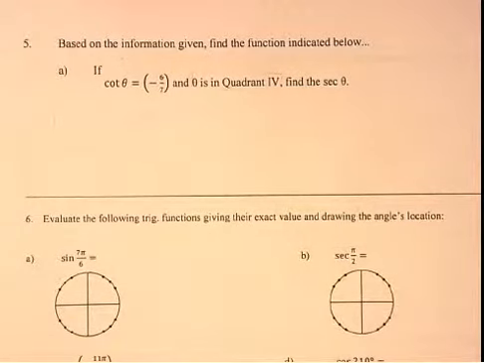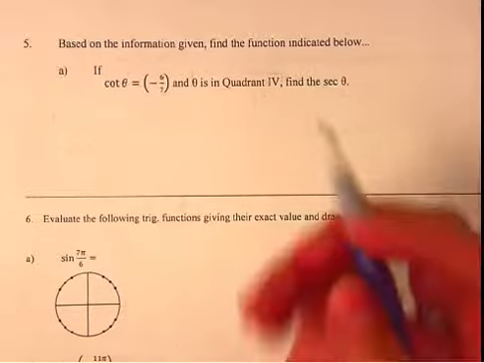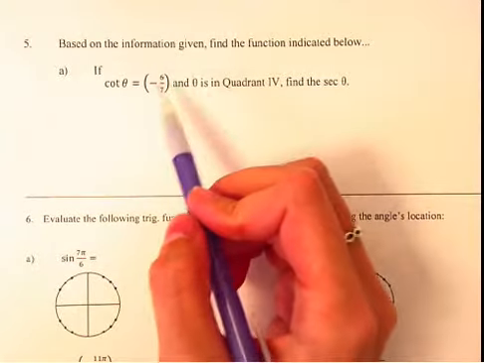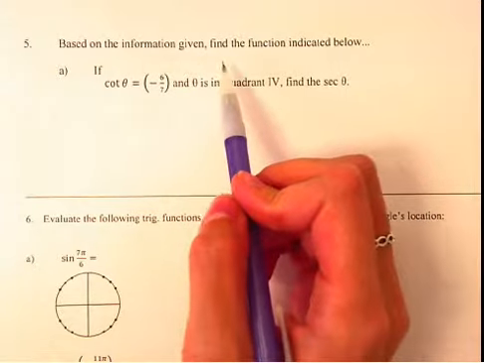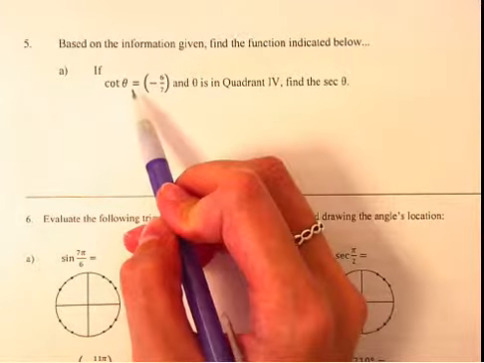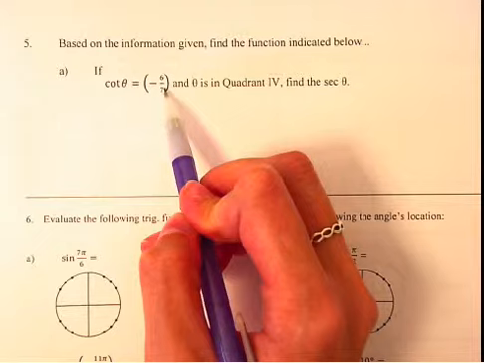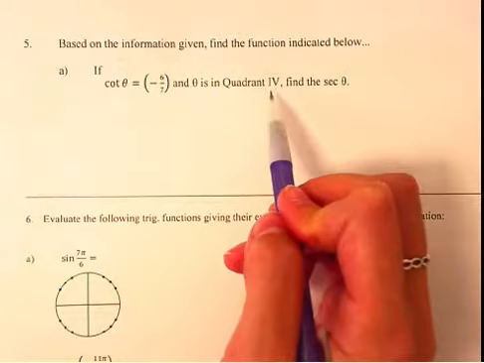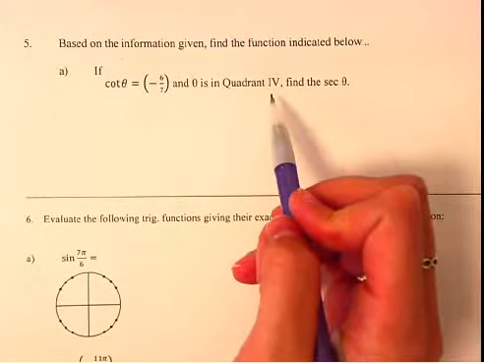Video number 3 of your review packet, problems 5, 6, and 7 from the review packet from Monday, October 15th. Number 5 says, based on the information given, find the function indicated below. If cotangent theta equals negative 6 over 7 and theta is in quadrant 4, find the secant of theta.